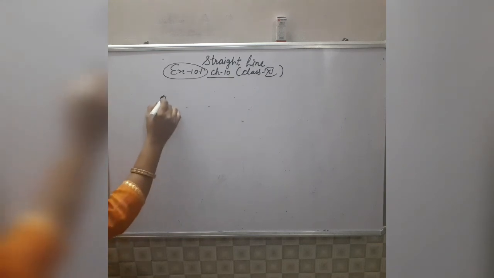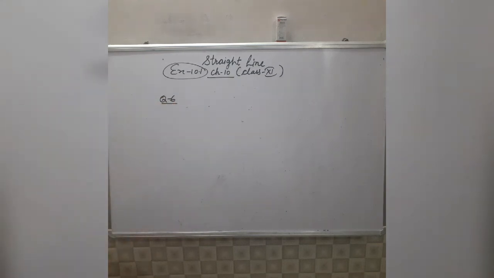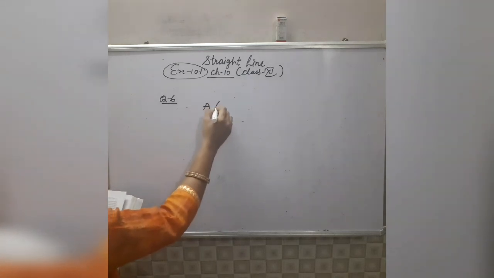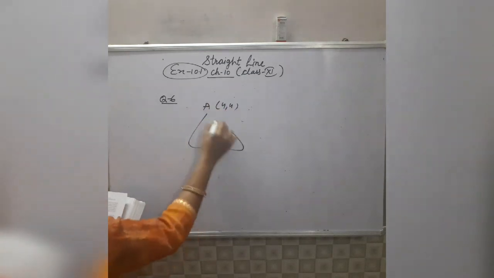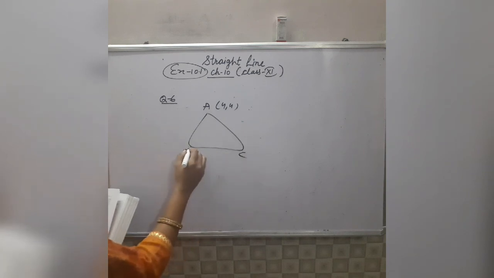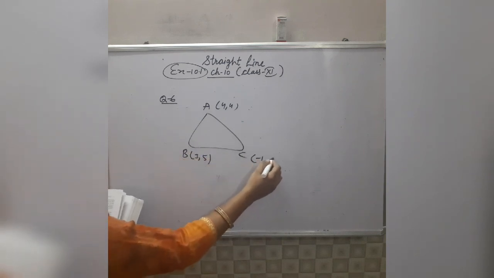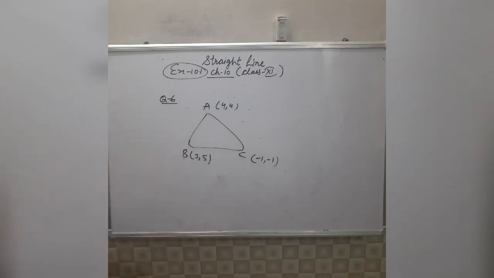In question number 6, without using Pythagoras theorem, show that the 3 points given to you are the vertices of a right angle triangle. Point A is 4, 4, we will draw a roughly triangle, point B is 3, 5 and point C is -1, -1. Now we want to check whether these are the vertices of a right angle triangle or not. Or you can say we want to check whether ABC is a right angle triangle or not.